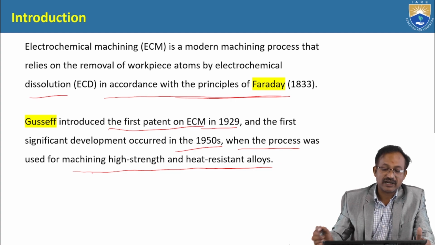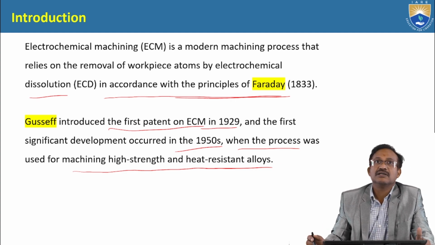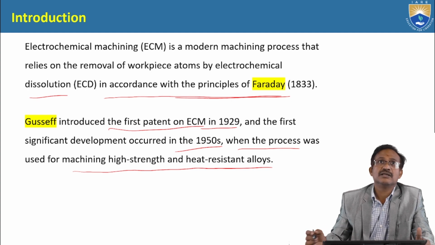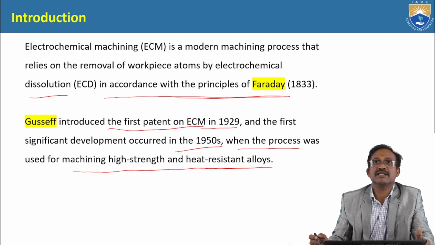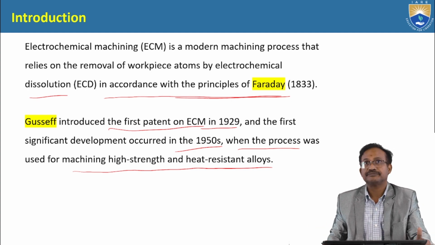Usually for high strength and heat resistant alloys, conventional machining processes are very difficult for material removal. Here electrochemical machining plays a predominant role for machining high strength and heat resistant alloys. That has been reported by Gusev. He experimented and got the patent during 1929, and he made a significant contribution during the 1950s, exactly after 20 years of getting the patent.